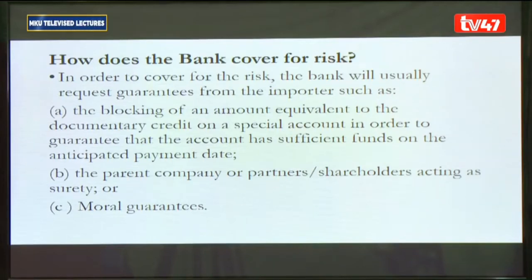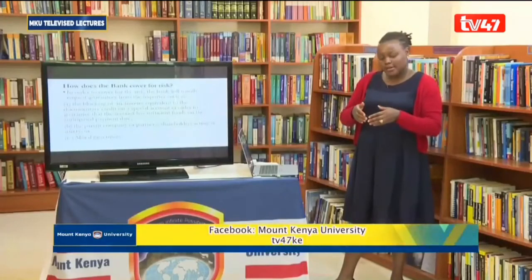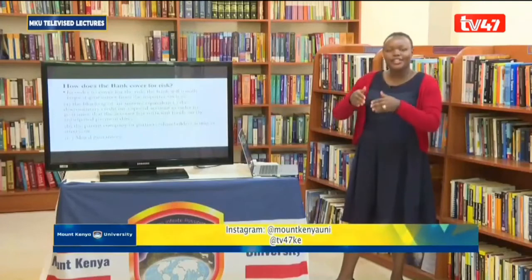Then it could also ask for the parent company or the partners or the shareholders to act as sureties on behalf of the buyer. And then also it would ask for moral guarantees, okay, so that the bank would carry out due diligence to ensure that in the event that you as a buyer or the buyer goes insolvent, they did not commit blindly.